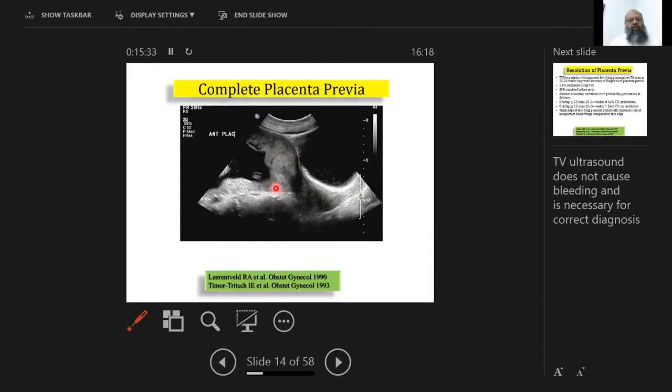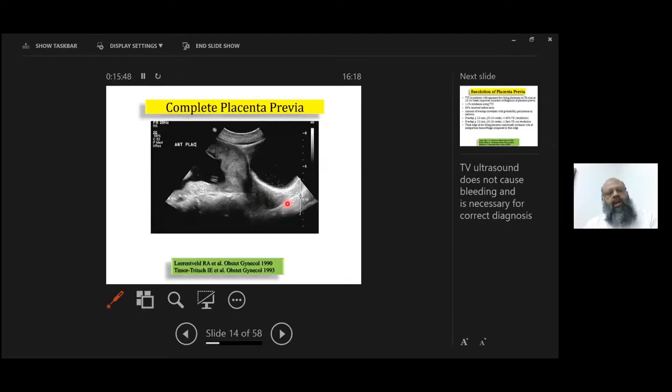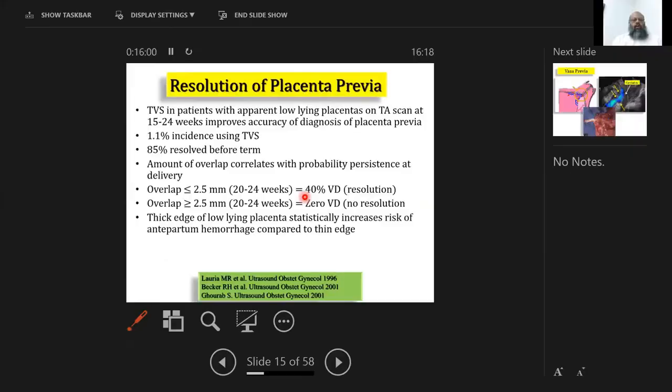We have to keep one thing in mind: if we are scanning a patient at this stage, TVS ultrasound does not cause bleeding, and it is necessary for correct diagnosis of placenta previa. So we can do a TVS or a translabial ultrasound so that we can diagnose the placenta previa completely. The resolution of placenta previa.